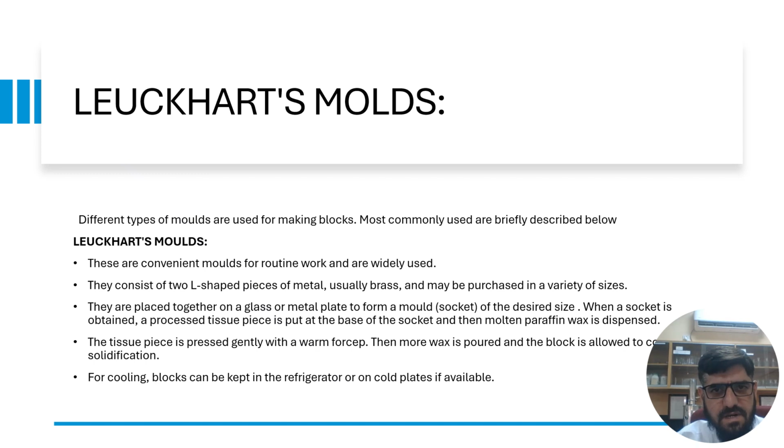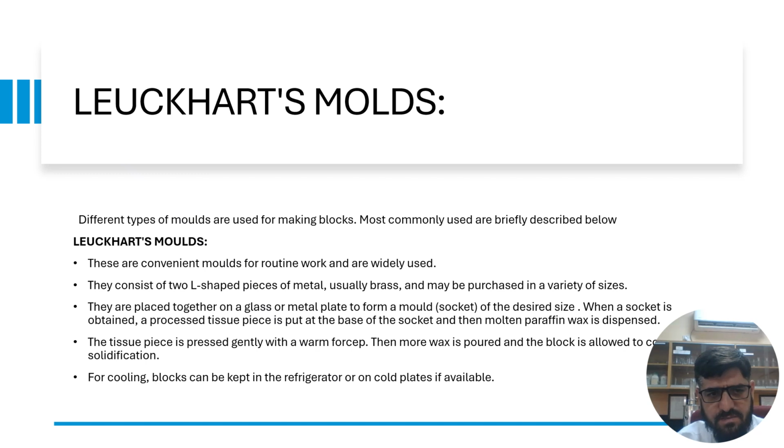The formerly used molds are Leuckart molds. Leuckart molds are convenient molds for routine work and are widely used. They consist of two L-shaped pieces of metal, usually brass, and may be purchased in a variety of sizes. They are placed together on a glass or metal plate to form a mold or socket of the desired size.